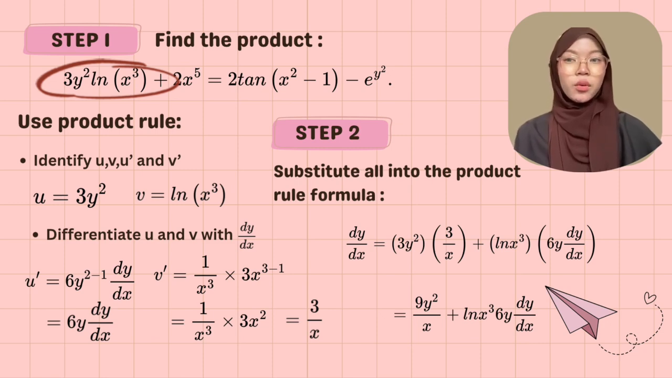Differentiate u and v with respect to x. u prime equals 6y^(2−1) dy/dx, it becomes 6y dy/dx. v prime equals 1 over x^3 multiplied by 3x^(3−1), equals 1 over x^3 multiplied by 3x squared, equals 3 over x. Step 2, substitute all into the product rule formula: 3y squared multiplied by 3 over x plus ln x^3 multiplied by 6y dy/dx, equals 9y squared over x plus ln x^3 6y dy/dx.